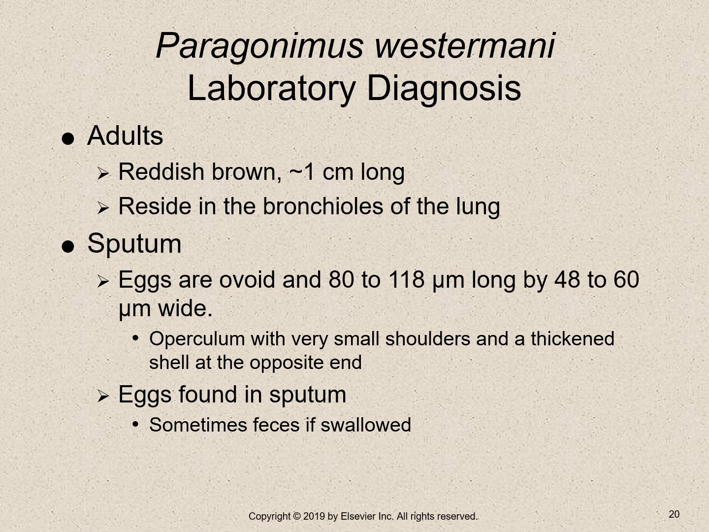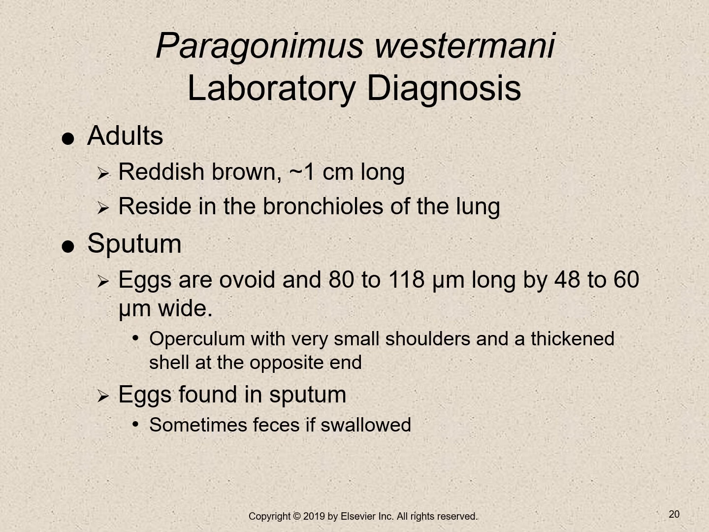Adult flukes appear reddish-brown and are approximately 1 centimeter long and live within capsules in the bronchioles. Sputum, as mentioned before, is the primary diagnostic specimen. Eggs are expelled from the capsule into the bronchioles and carried upward in the sputum. Eggs may be found in stool if they have been coughed up and subsequently swallowed.